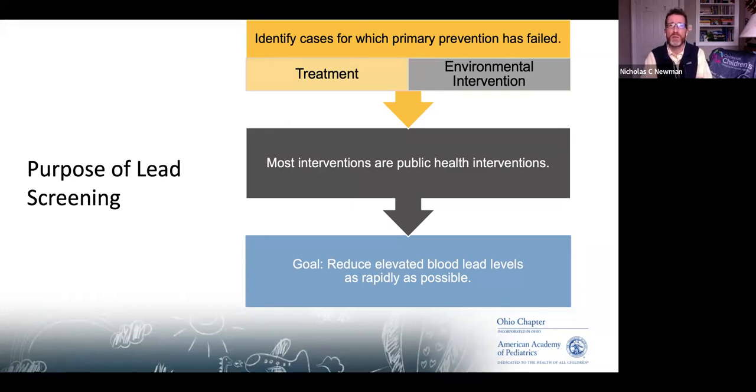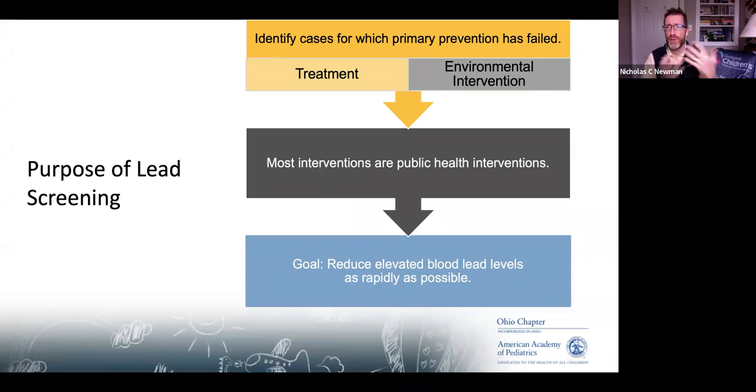And basically what we're trying to do by testing is to figure out where the primary prevention system has failed. So, has there been a problem in a home? Is someone bringing something into the home that could be causing this problem? And once we identify a case, then we need to deal with that child medically, but then we also have to deal with the source, and that might require some environmental intervention. And most of those interventions are public health interventions.